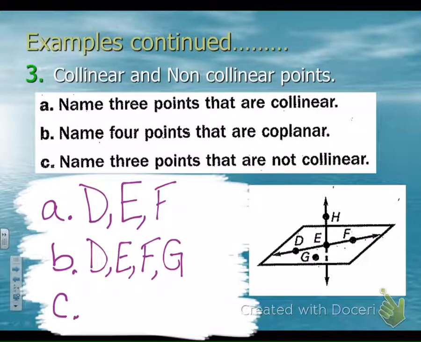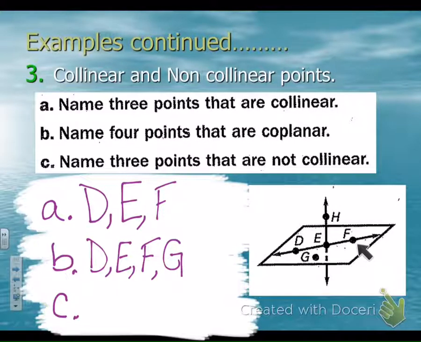Part C asks for 3 points that are not collinear. I know through any 2 points I could draw a line. So we introduce that third point. It means that we could not put a line through all of them if they're not collinear.